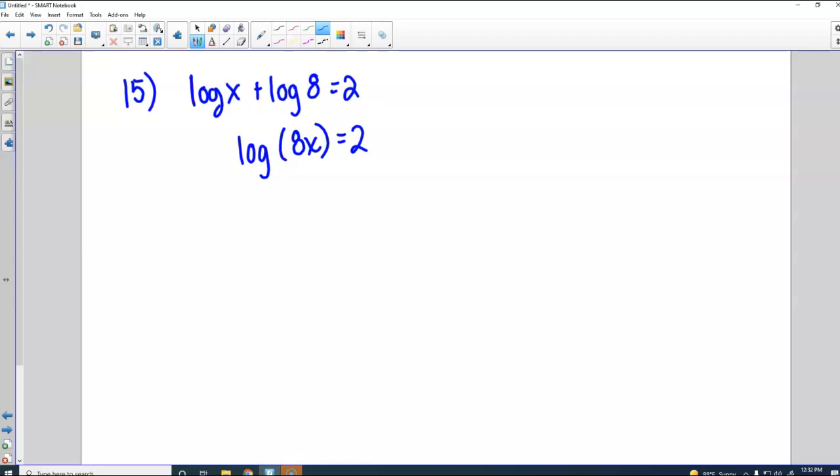Then I have something that looks like something we've done before. So let's see. Manuel, what would we do to solve this? All right. What is our base on that logarithm? What number? 10, right? It's not written, but there's a 10 there. So to get rid of a log base 10, we have to do 10 to that power. And so that will cancel our log base 10, which leaves us with 8x equals 10 squared, which is 100.